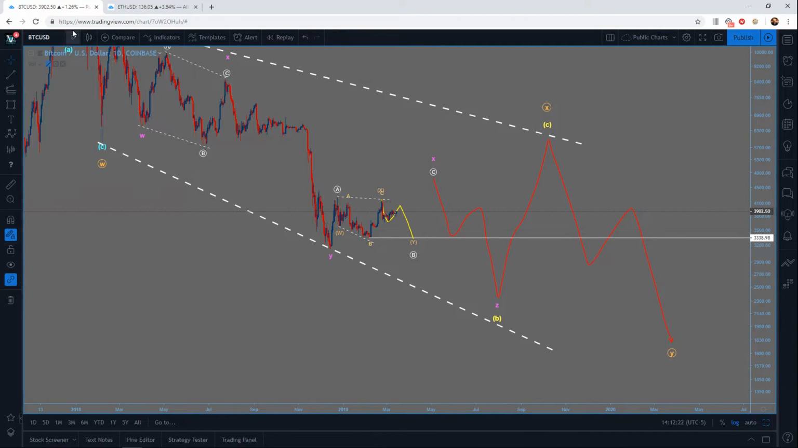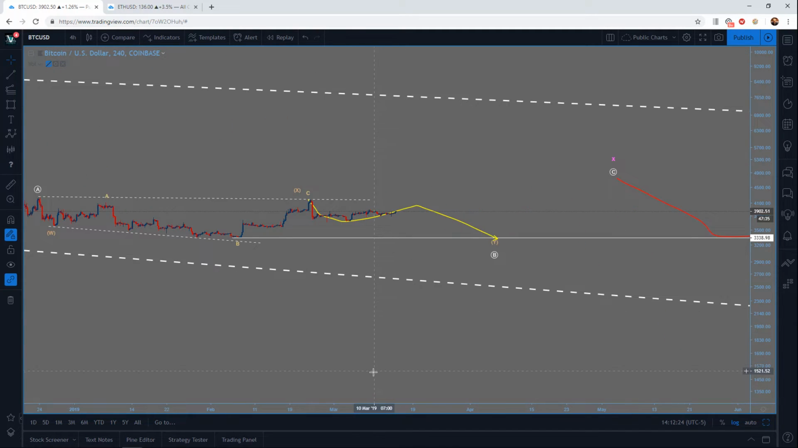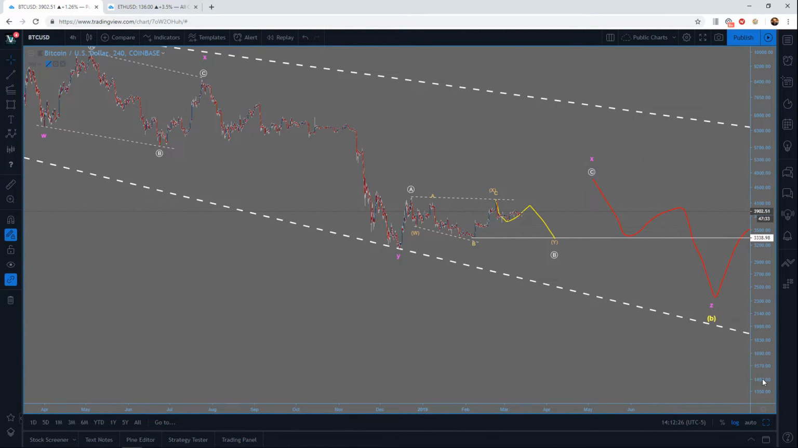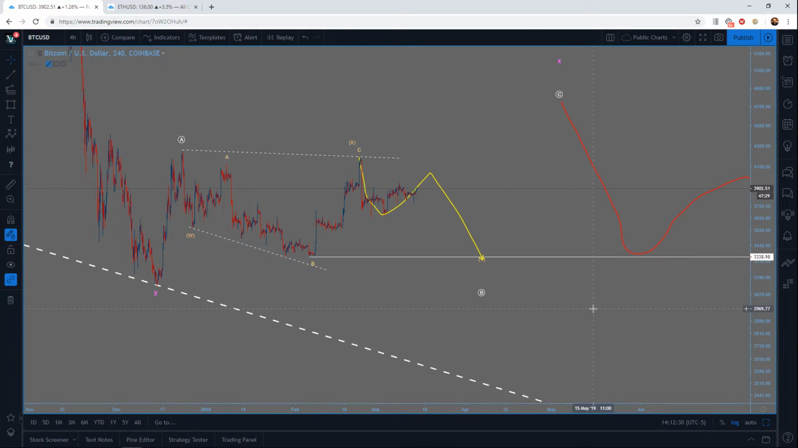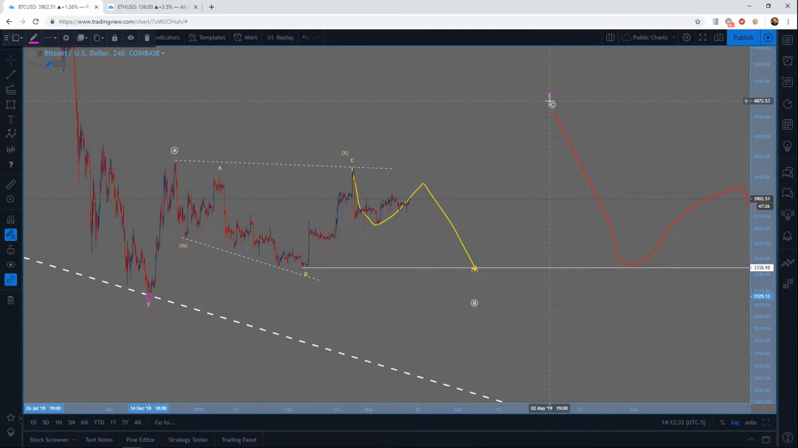So overall, let's go ahead and go down to lower time frames. I'm expecting some kind of B to complete shortly. When I say shortly, I say within the next couple of weeks, 2 to 4 weeks, possibly faster than that. Our C down could take as long as our A down did.